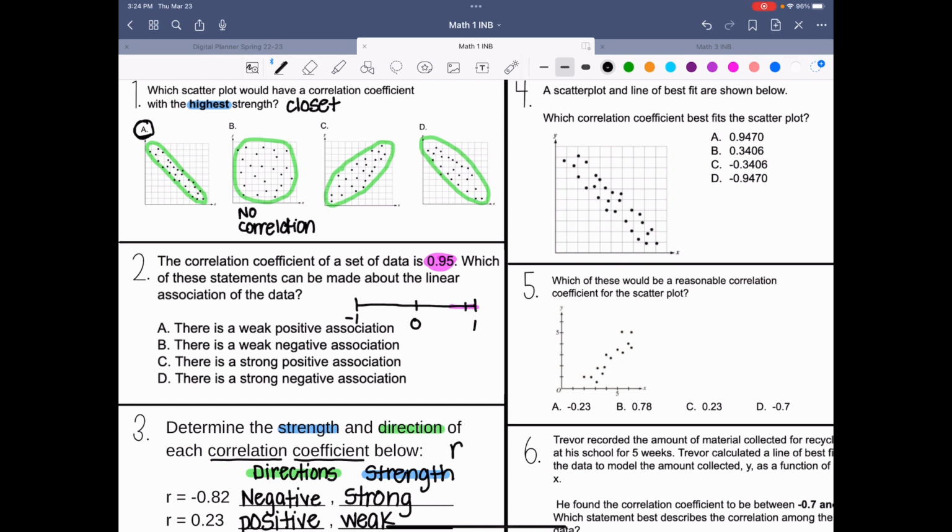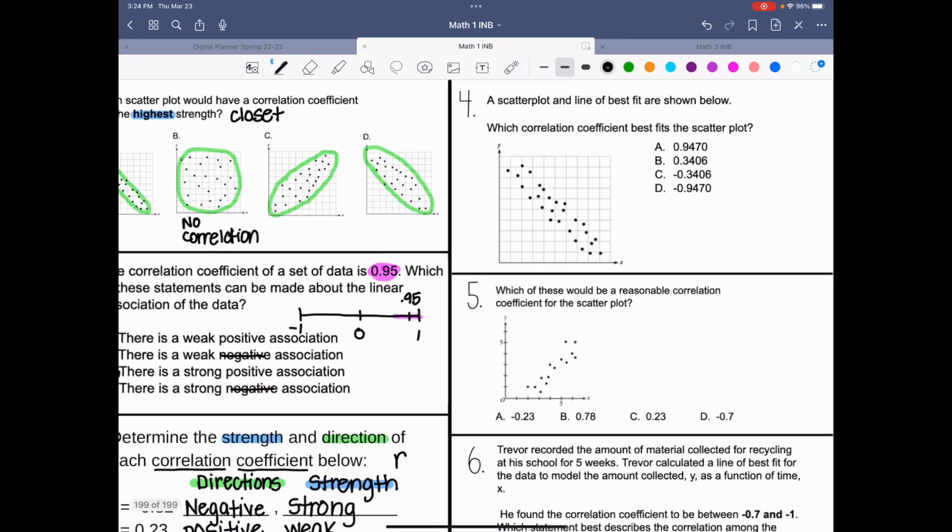So that 0.95 right there, that means that it's going to be positive. So we can get rid of the negative. That's negative, that's out. That's negative, that's out. So we have positive and weak and positive and strong. So 0.95 is closer to 1, so that's going to be positive and strong.